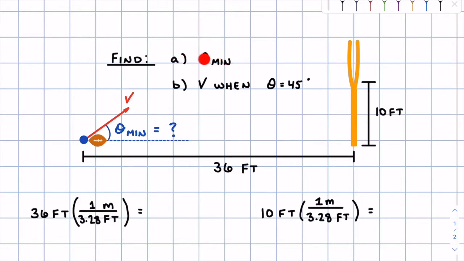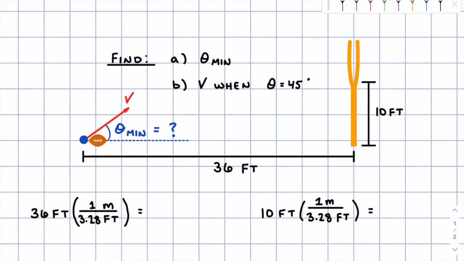They want us to find the minimum angle that the ball must be kicked in order for it to pass through the goalpost for a point after, and the velocity required when this angle here is 45 degrees.